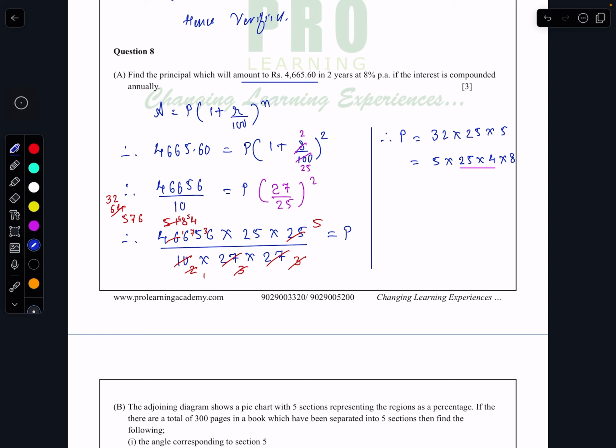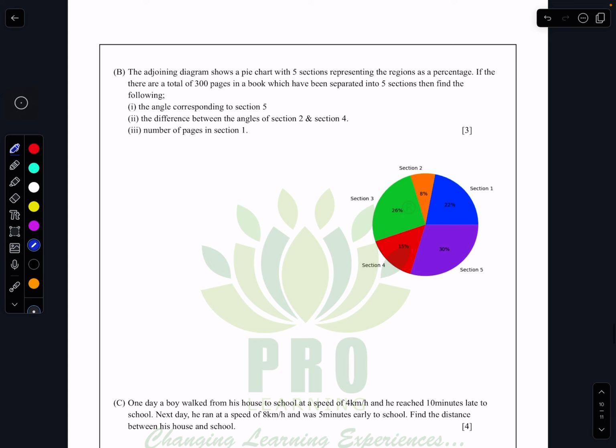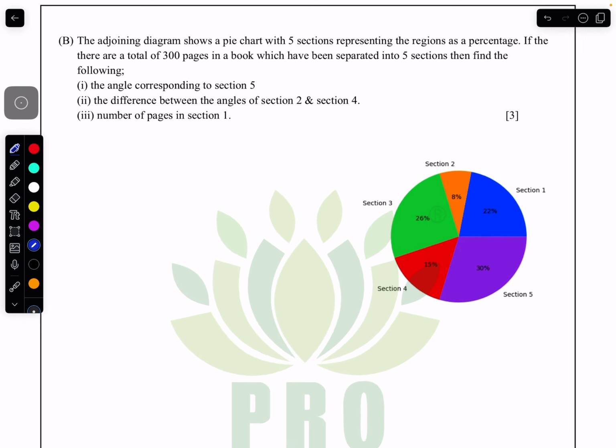So we now have 8 times 5 makes 40. So we got 40 times 100, which is going to be 4,000. So here it says find the principal. So therefore, our principal is rupees 4,000. Rupees 4,000 is the principal. That's taken care of. Here, a pie chart has been given.